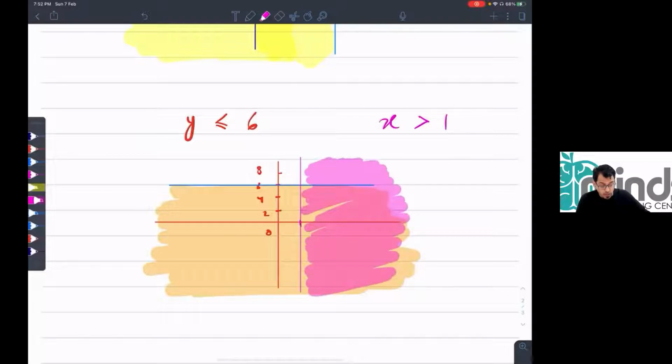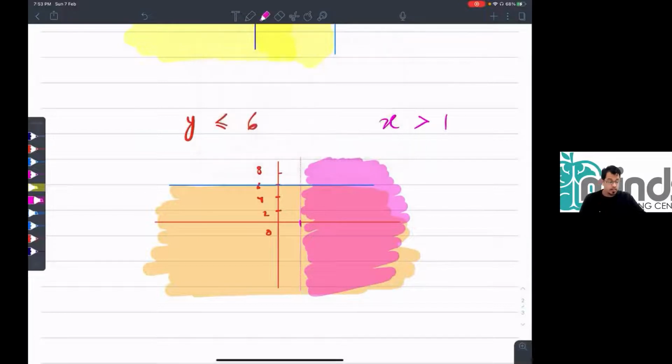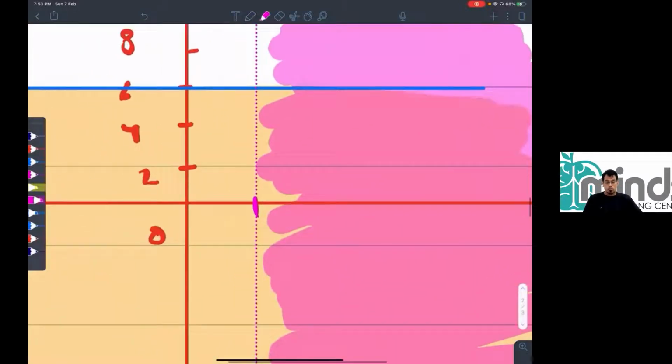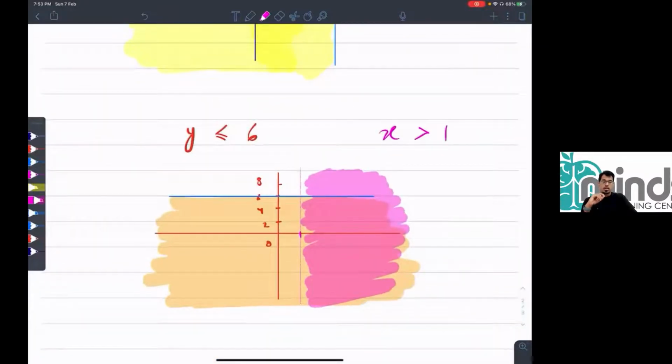Right of the line. But what difference will you notice? When we say x is greater than 1, x equals 1 is not included. So this line will be a dotted line. I hope you can see. On a graph of inequality, if the line is solid, it means we are talking about less than or equal to, greater than or equal to. If a line is dotted, it means we are talking about less than something or greater than something. Equal to is not involved. So the line will tell you the fact about the inequality, whether it involves an equal sign or not.